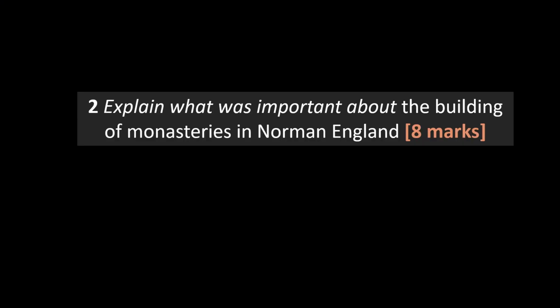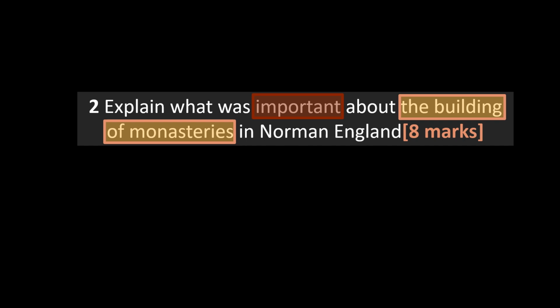The question reads: explain what was important about the building of monasteries in Norman England. Note the question stem is in italics. This remains the same for all questions, but the topic will change. The concept for this question is importance.